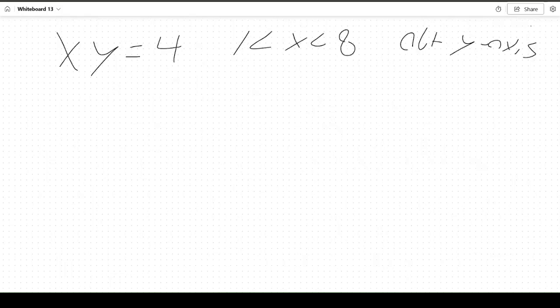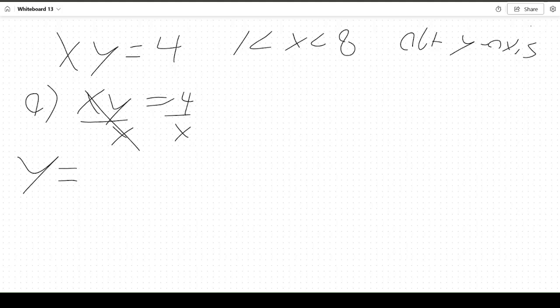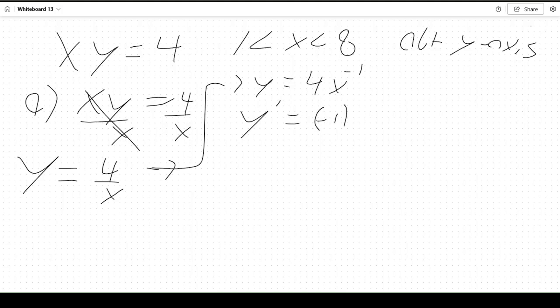So here we have another example. It's kind of similar, but it's about the y-axis, and the function is different. So we're going to start off with the y-axis, or we're going to find it in terms of x. xy equals 4. We can divide by x to find y, so y would be equal to 4 divided by x. We can rewrite this with a negative exponent, which makes it much easier, and we can differentiate this. We bring down the -1, and the exponent will be -1 minus 1, that will be -2, and this will be -4 over x squared.